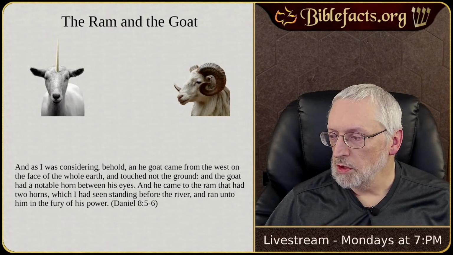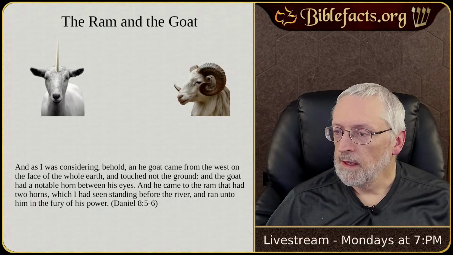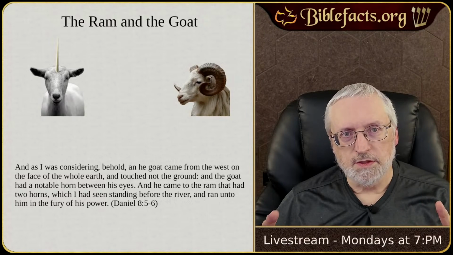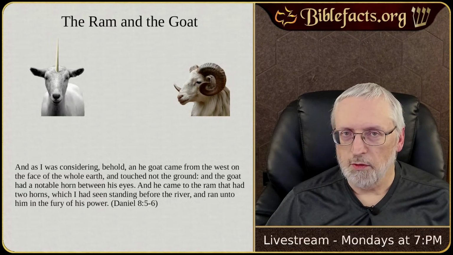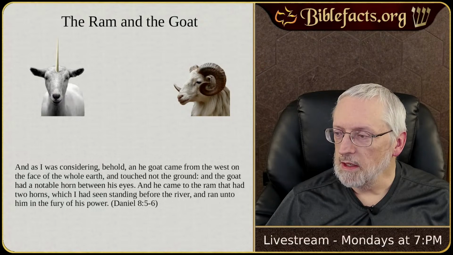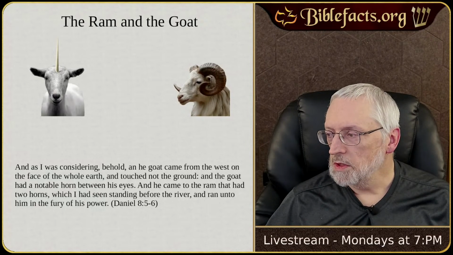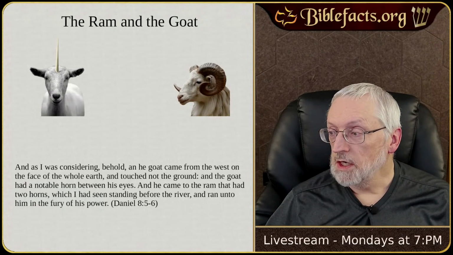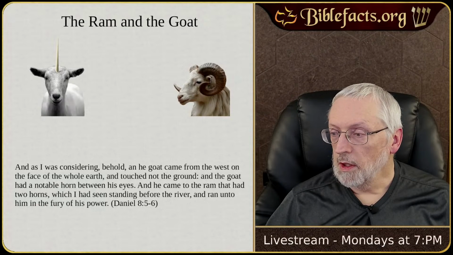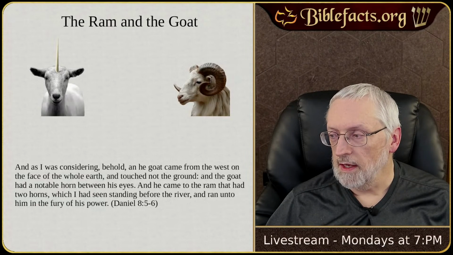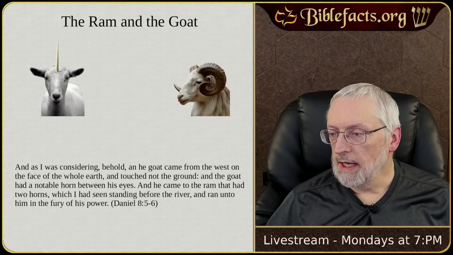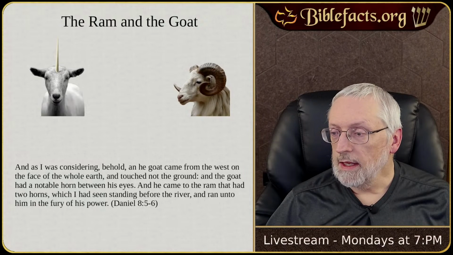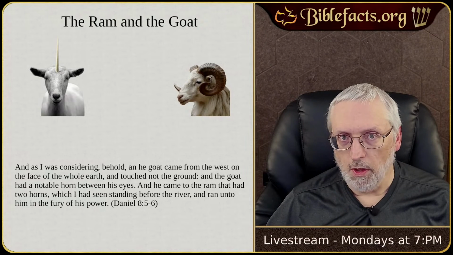So then we go to the next 2 verses, 5 and 6. It says, I was considering this. So he's marveling at this amazing ram. You know, he's looking at the ram, thinking about it. And as he's considering it, he says, behold, a goat came from the west on the face of the whole earth, and it touched not the ground. And the goat had a notable horn before its eyes. And he came to the ram that had the 2 horns, which I had seen standing before the river, and ran into him with fury and power.